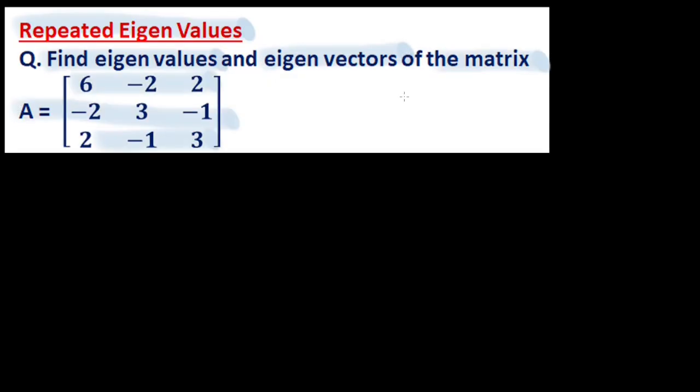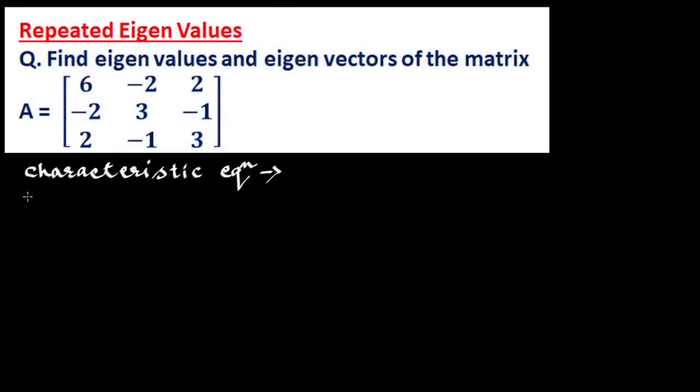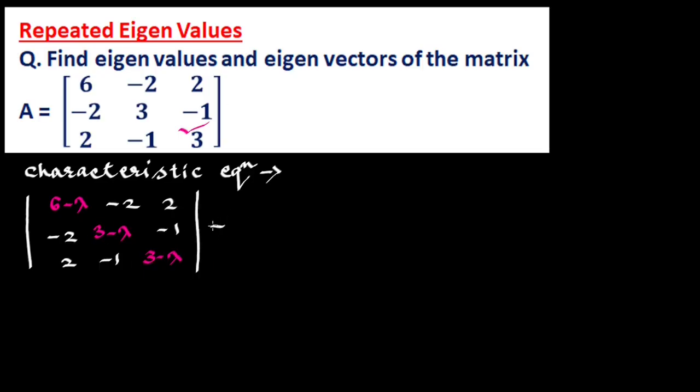For finding eigenvalues, first we will write the characteristic equation of this matrix, which is the determinant with 6 minus lambda, 3 minus lambda, 3 minus lambda, where lambda is a constant, and the rest of the elements remaining constant, equals 0.